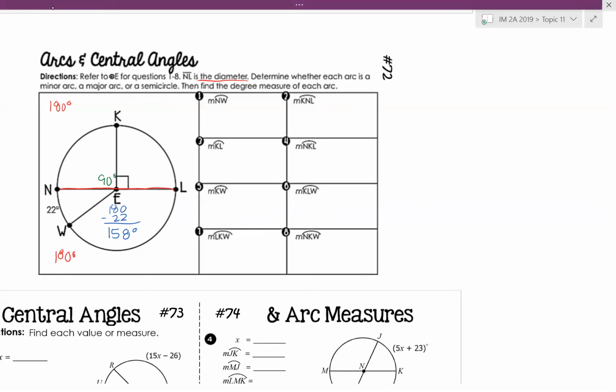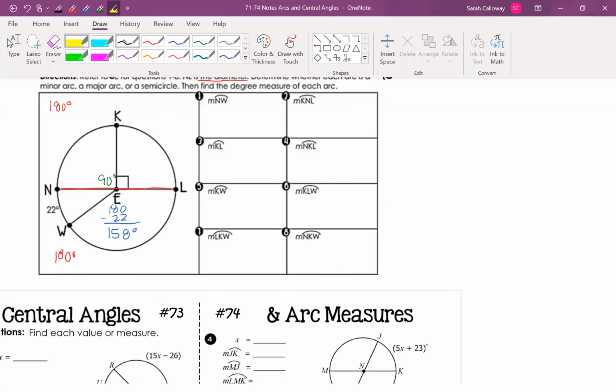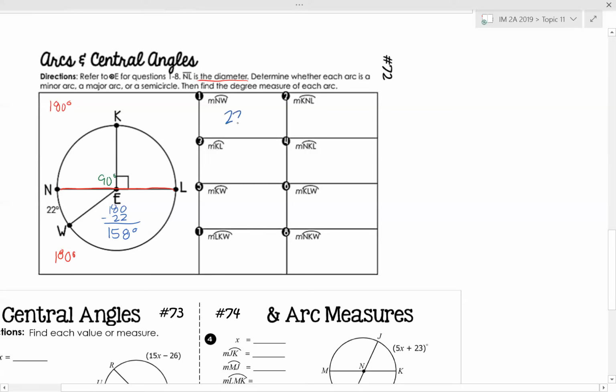So I'm going to do the same thing where I highlight and then I'll erase it. So you shouldn't copy the highlighting. So arc NW was given to us. And so that is 22 degrees. I'm going to use blue just so that we can see it. Okay, 2 is the measure of arc KNL. So from K towards N, and then we're stopping at L. Okay, so I'm going from K to N to L.